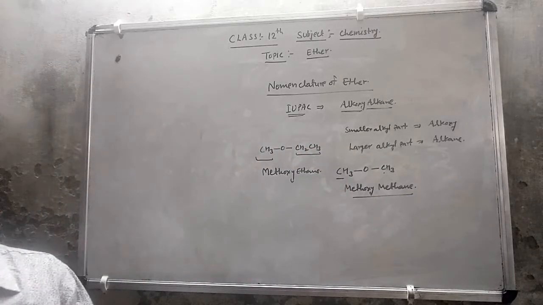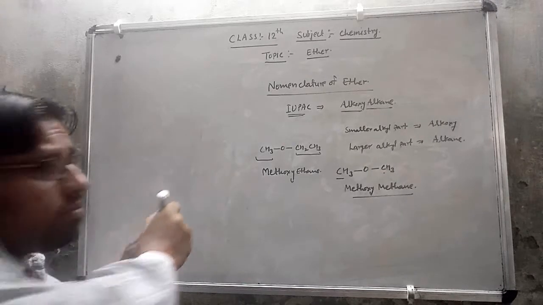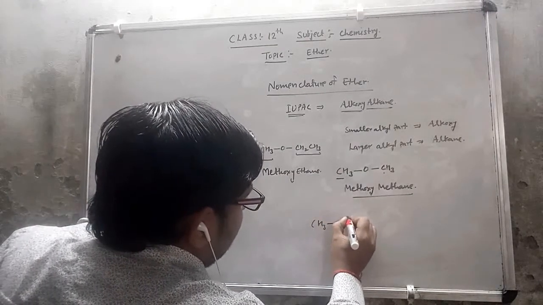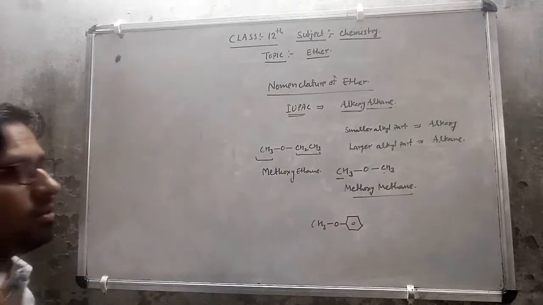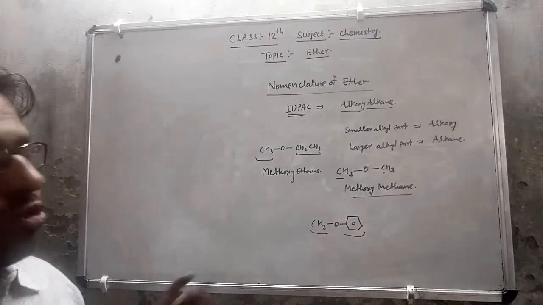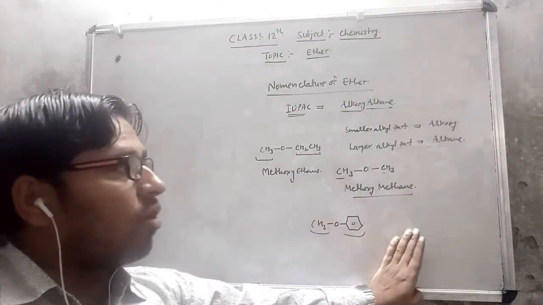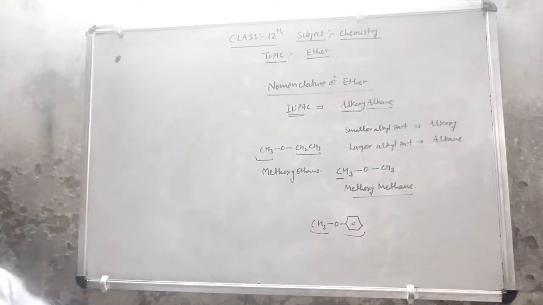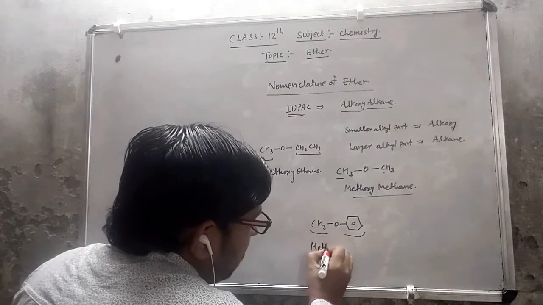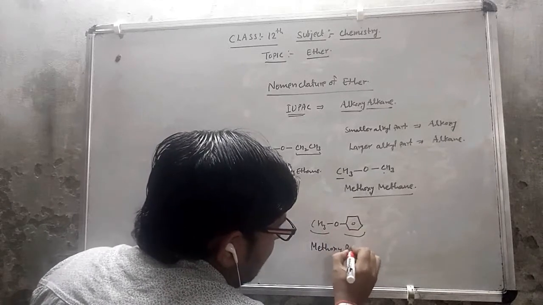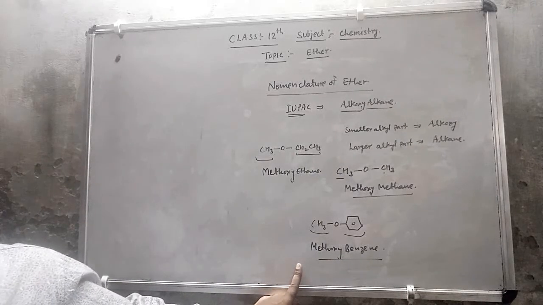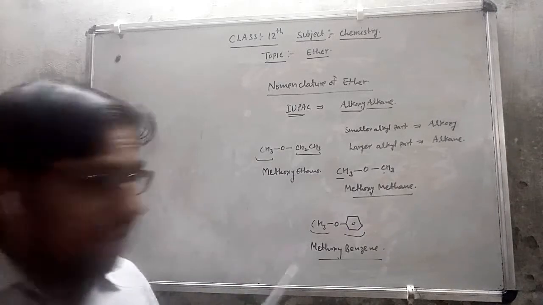The other example I am giving you, suppose I have CH3 single bond O single bond benzene ring. Now here, on one side a benzene ring is available and on the other side a methyl group. So this is the aryl and this is the alkyl, so this is an aromatic ether. The smaller part of the alkyl chain will be the alkoxy, so this is methoxy, and that is benzene, so its name is methoxybenzene.